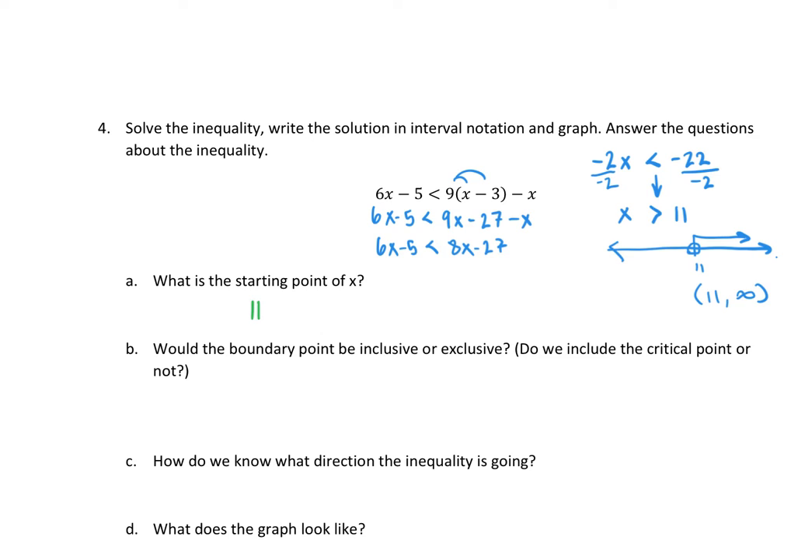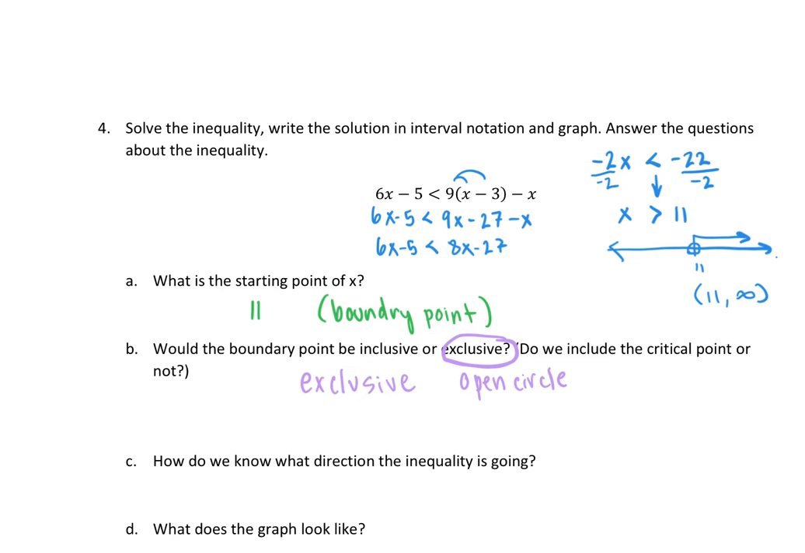Now, they ask us, is that boundary point inclusive or exclusive? So do we include the critical point or not? Because we are less than or greater than, not equal to, we are exclusive. We are excluding it. Okay, so that means that we are going to have an open circle.